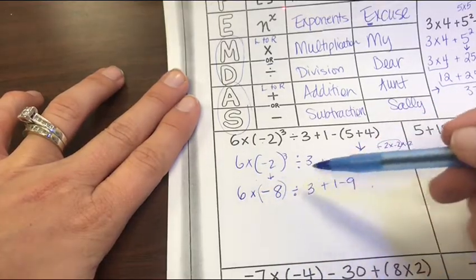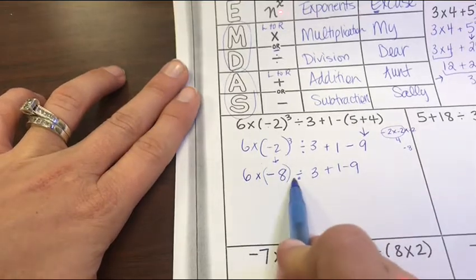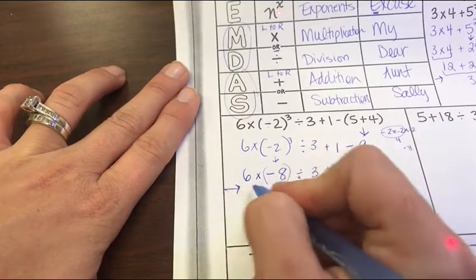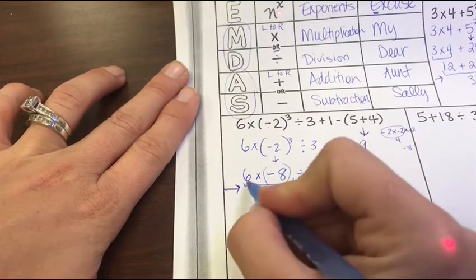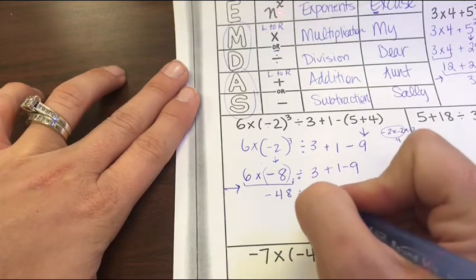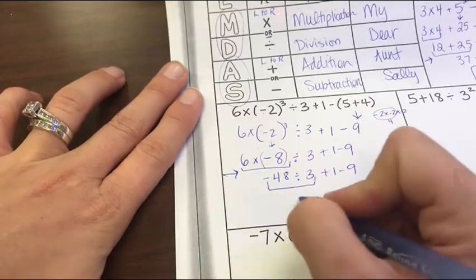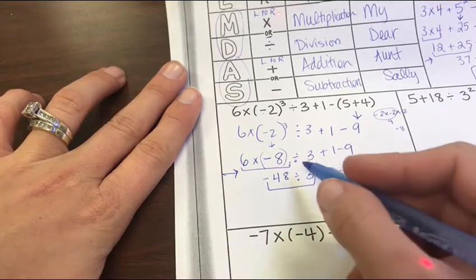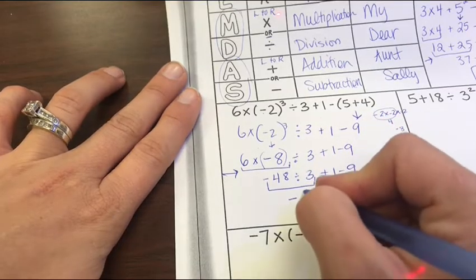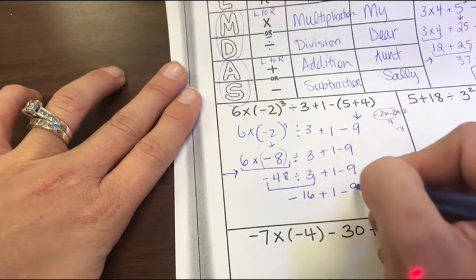So now we have multiplication, division, addition, subtraction. Since we have both multiplication and division up here, we're going to read from left to right. So multiplication comes first. 6 times -8 is -48, divided by 3 plus 1 minus 9. Then my division comes next. It looks like I'm working left to right, but I'm actually doing my multiplication and division first. Then I'll do my addition and subtraction. So -48 divided by 3 is -16 plus 1 minus 9.